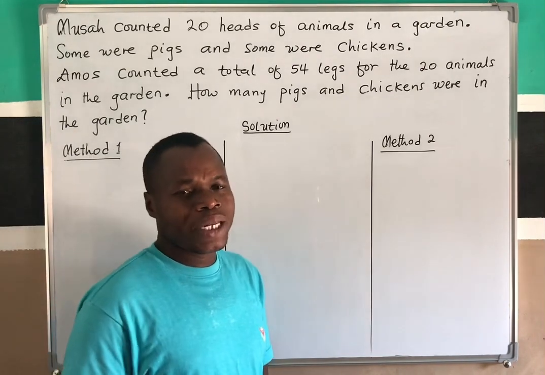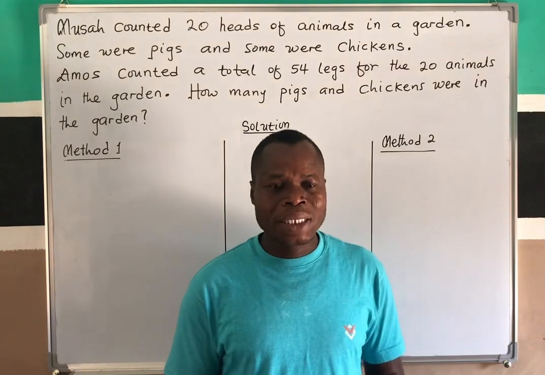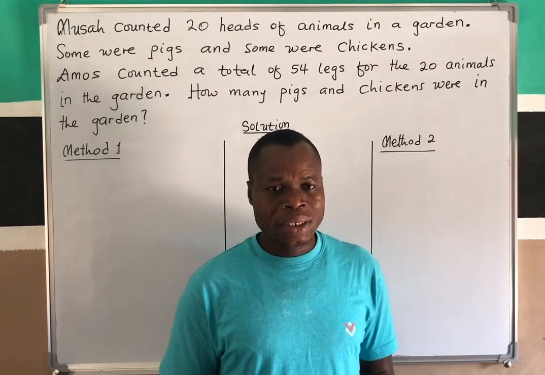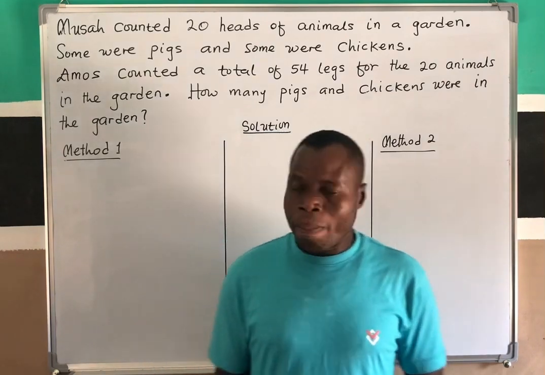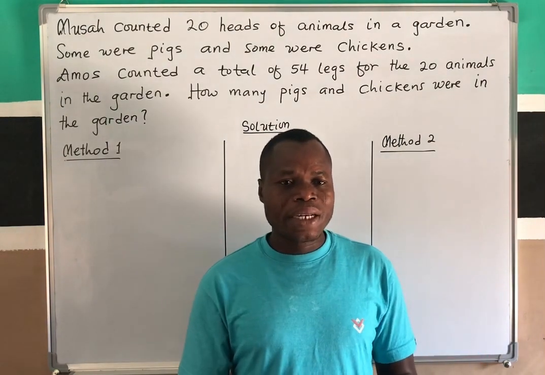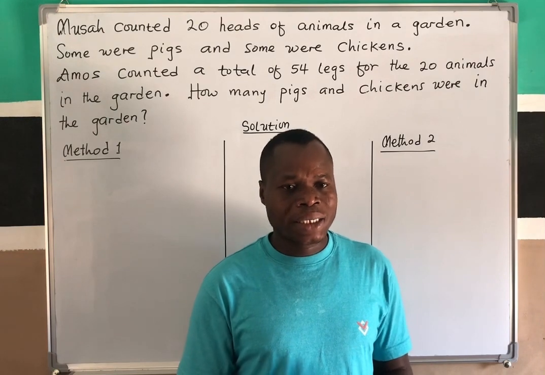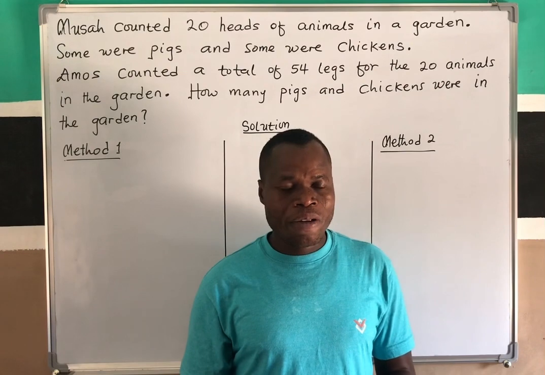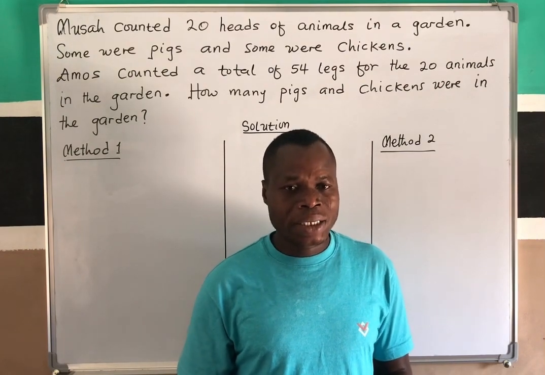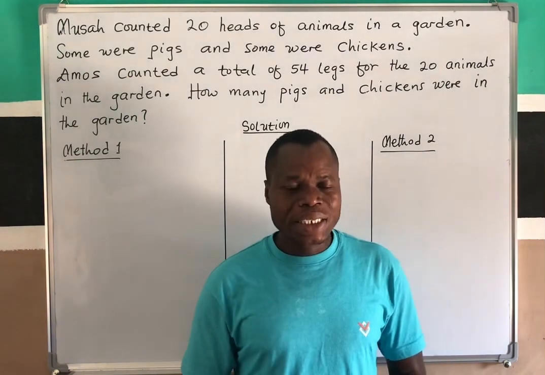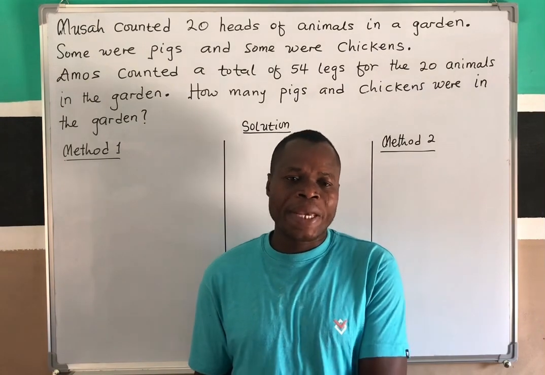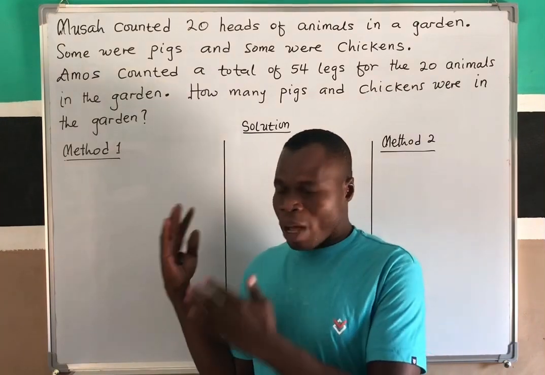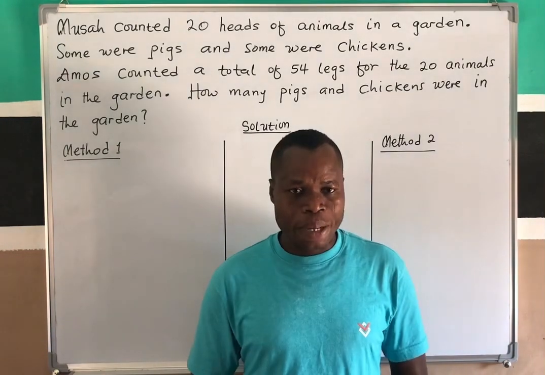So this particular problem is talking about two types of animals being in the garden, and these animals are pigs and chickens. Musa decided to count the number of heads of all the animals in the garden, and Amos decided to count the number of legs of all the animals in the garden. And the question is now asking us to find the total number of pigs and the total number of chickens in the garden. So I'm going to solve this particular problem with you.